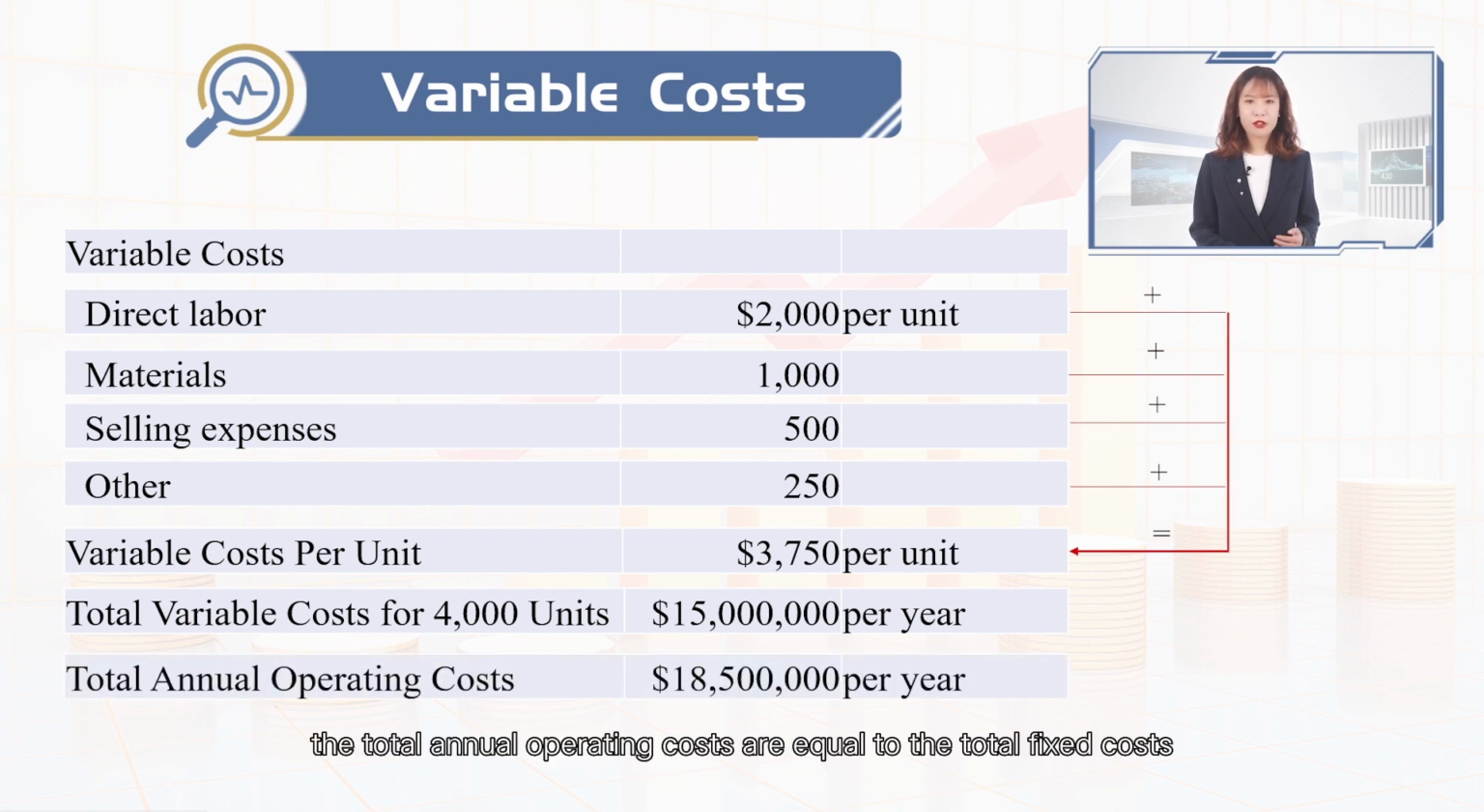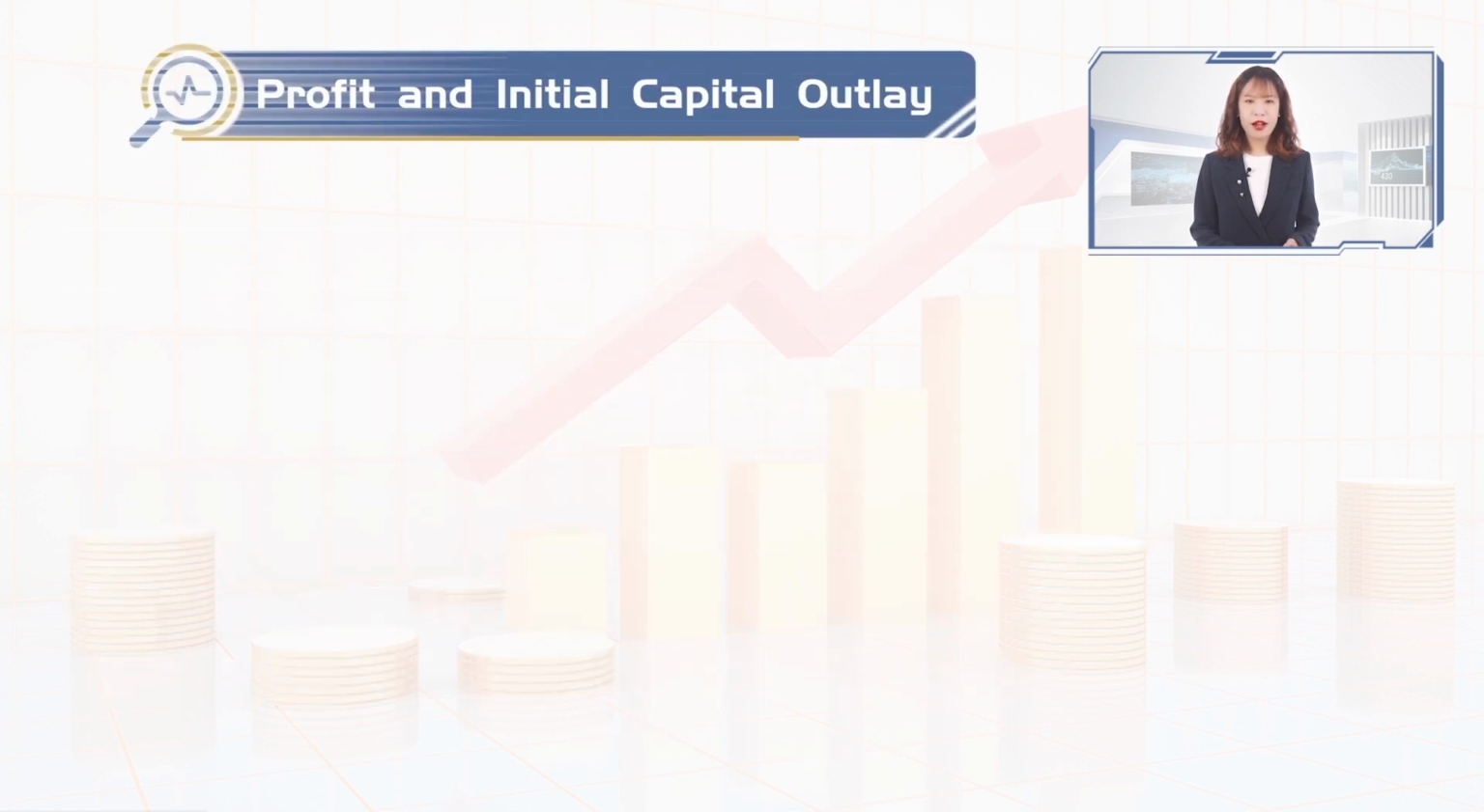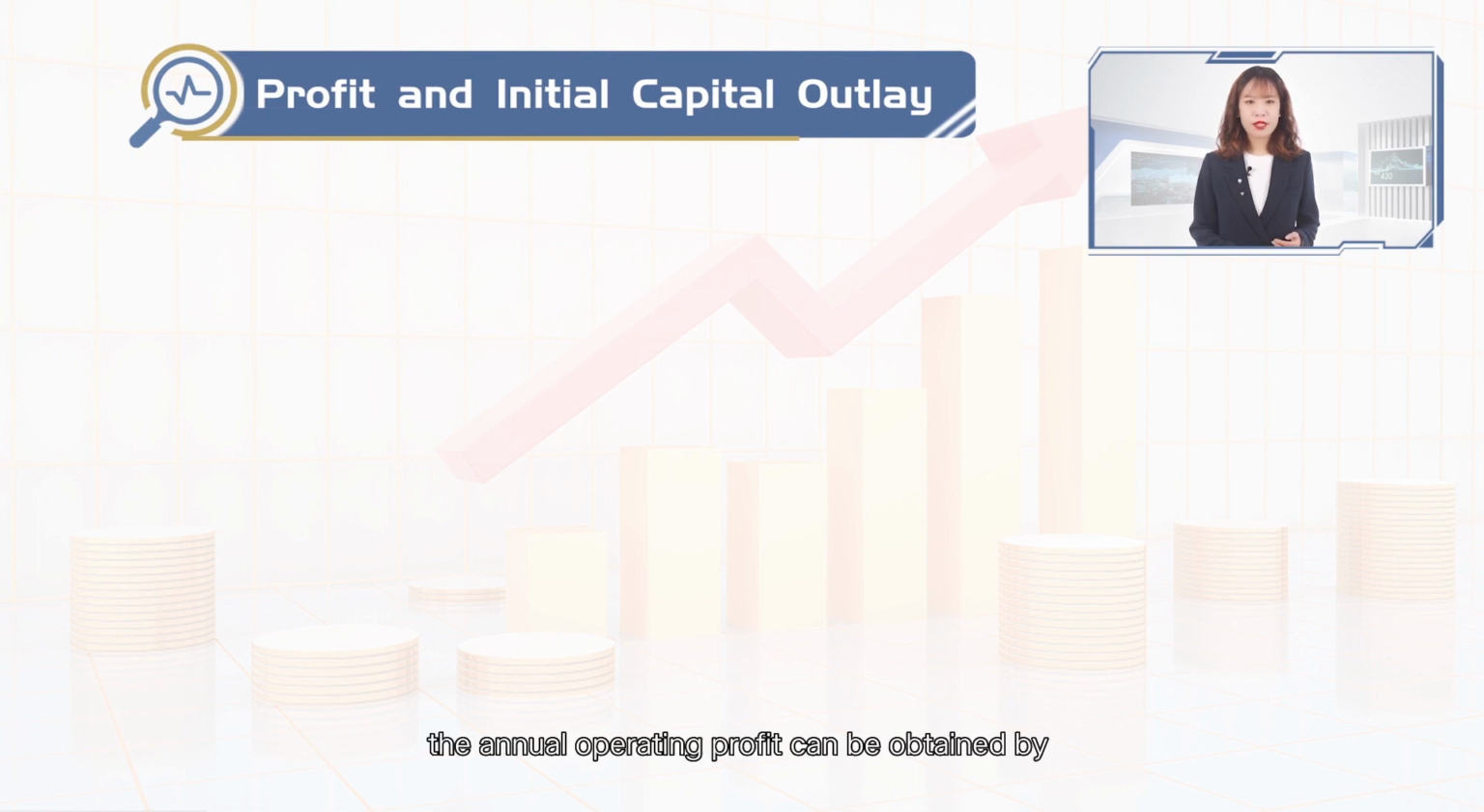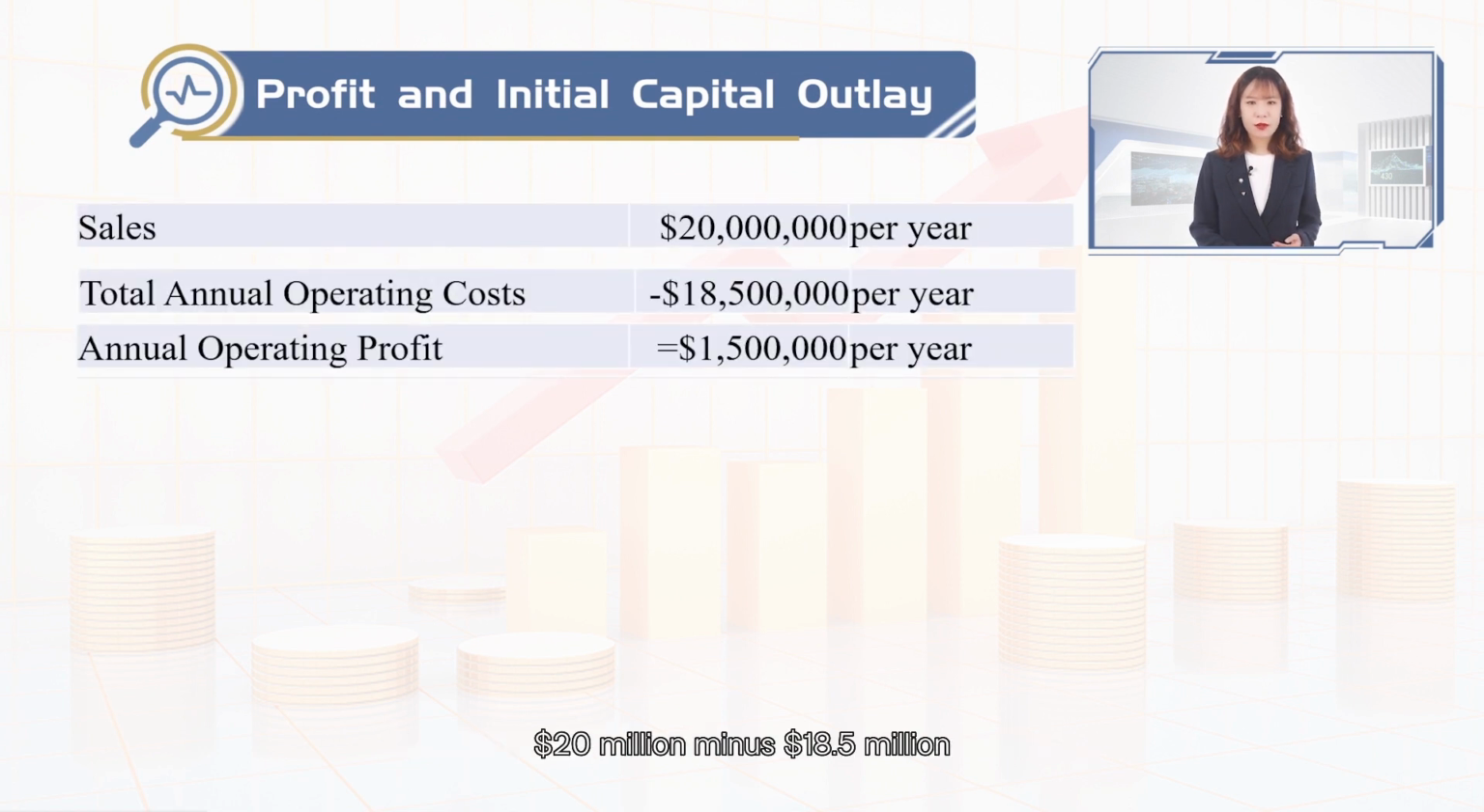Further, the total annual operating costs are equal to the total fixed costs, $3.5 million per year, plus the total variable costs, $15 million per year. This is $18.5 million per year. Then, the annual operating profit can be obtained by the sales minus the total annual operating costs, that is, $20 million minus $18.5 million is $1.5 million per year.